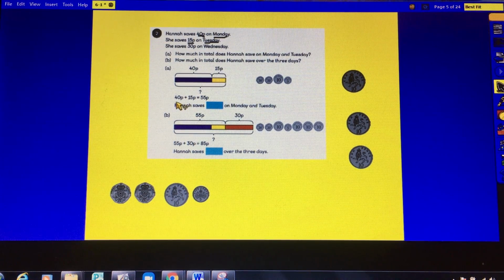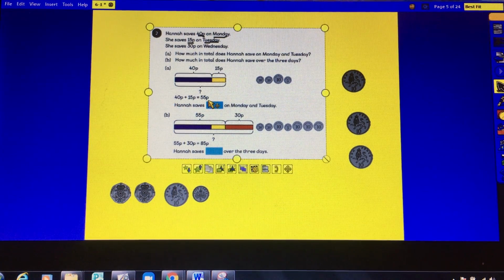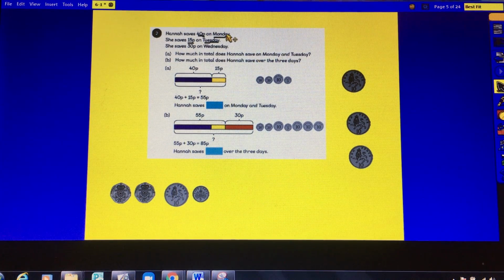We can put that in a number sentence that looks like this. 40p add 15p equals 55p. Okay, let's have a little look at the second question together. How much in total does Hannah save over the 3 days? Okay, so we've got what she saved on Monday and on Tuesday.